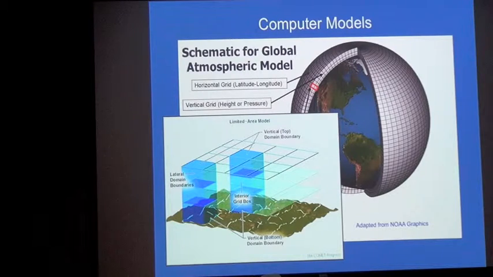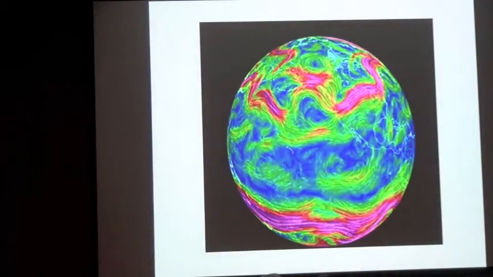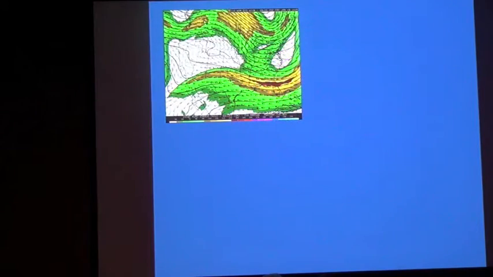But it's mainly land-based observations that we put in. There is satellite stuff that's going into it. And then it'll crank out a global forecast of, say, winds or the wind flow pattern. This is a jet stream pattern for the globe based on that model that inputted all that data.